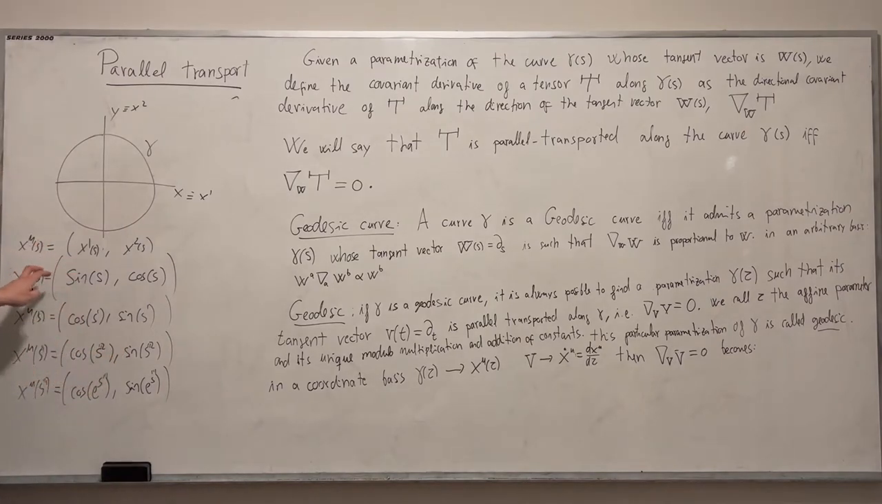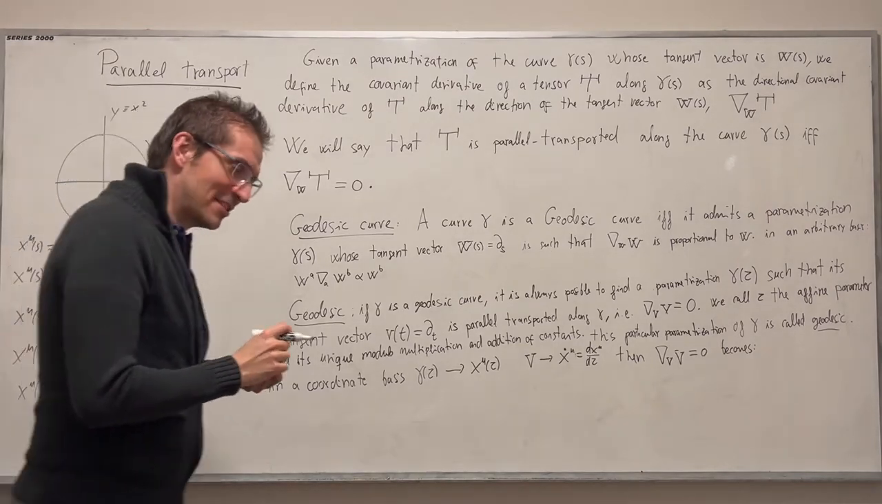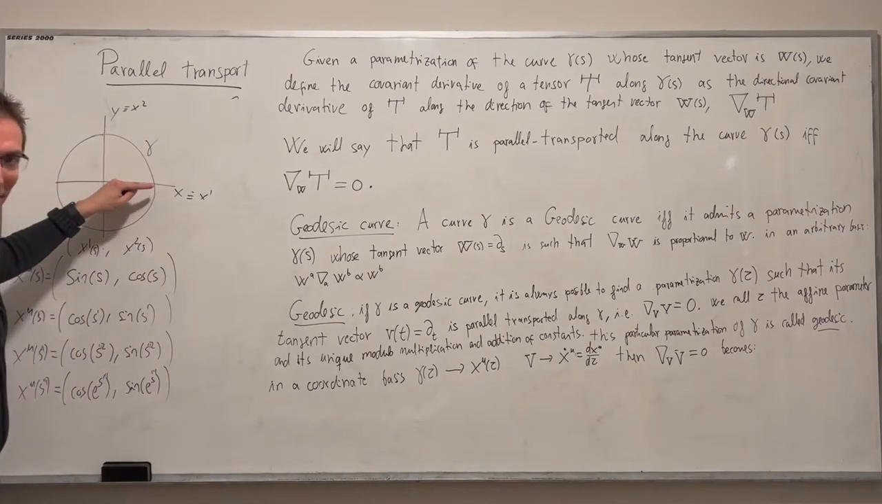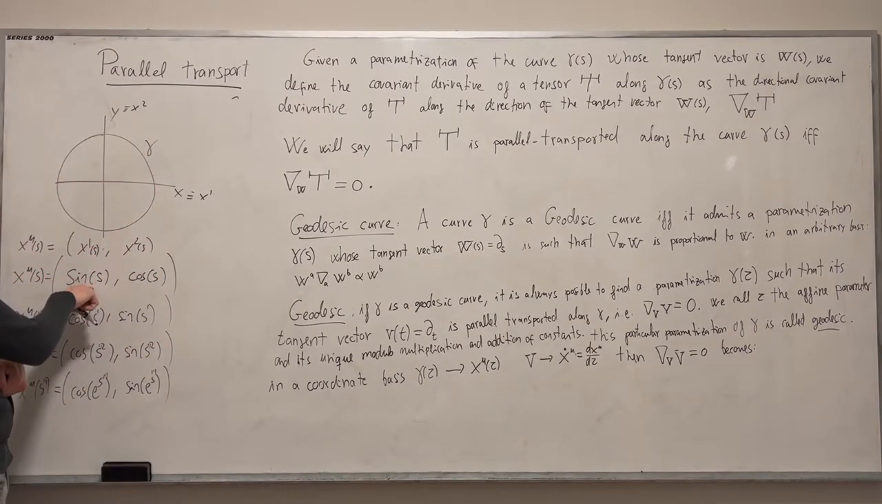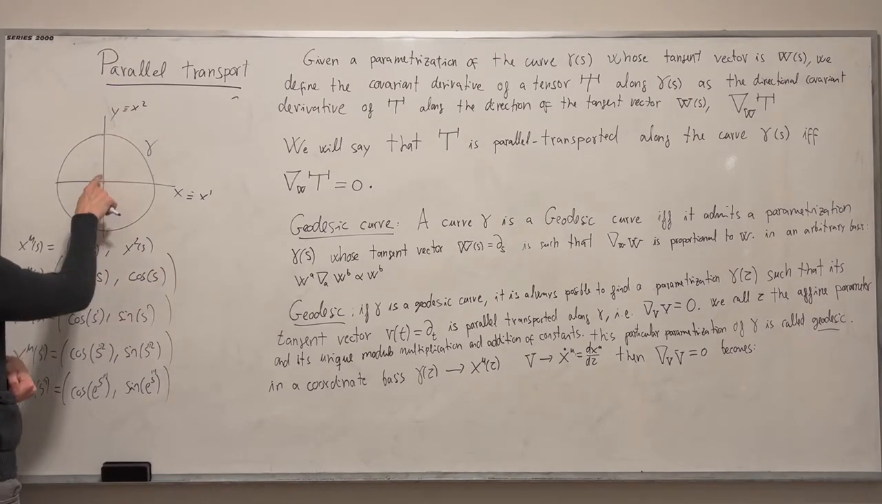So x could be sine of s, y is cosine of s. S, the parameter, acts like the number of steps that I take, right? Or you can think of it as time. What is the point as a function of time? So I have this one at time 0, this is the point (0, 1): 0 on the x-axis, 1 on the y-axis.